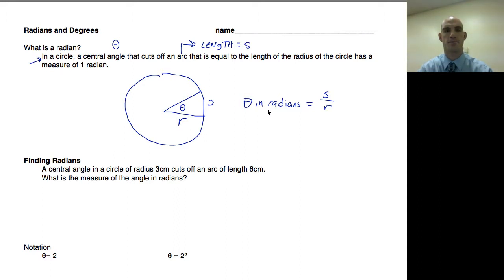Think about that for a second. So if it has a measure of 1 radian, then the arc length is equal to the radius. Well, what does that mean? It just means that this is an evaluation of how long the arc is, how big the radius is. That's going to tell us the theta in the middle in radians. That's all there is to it.